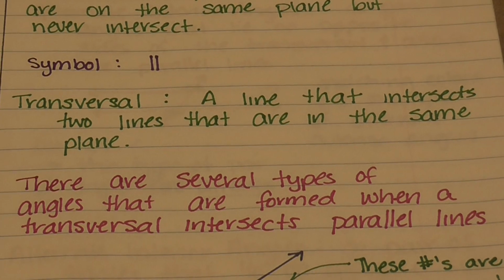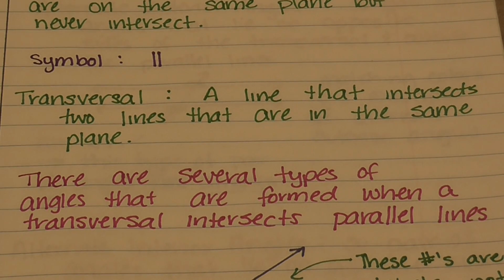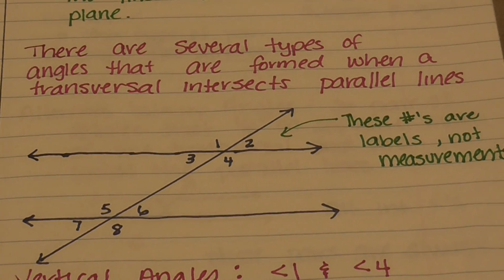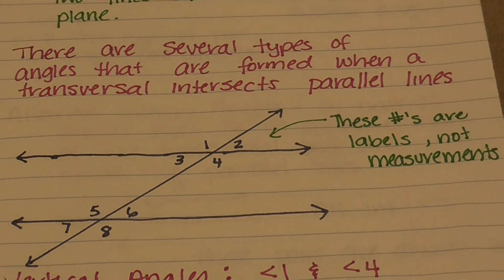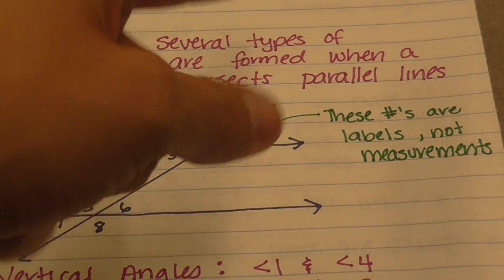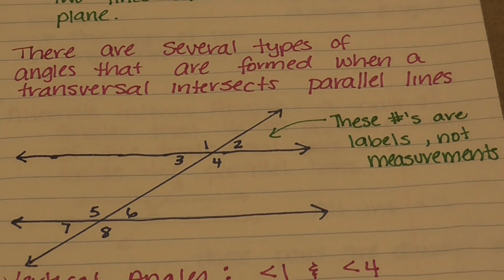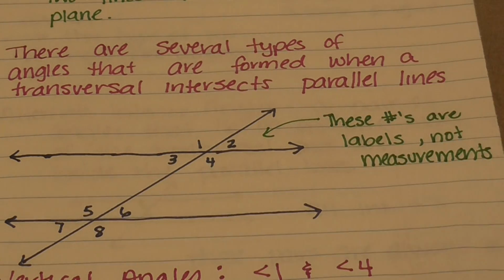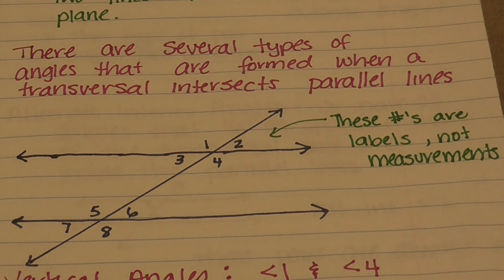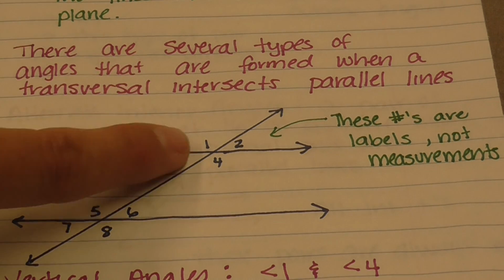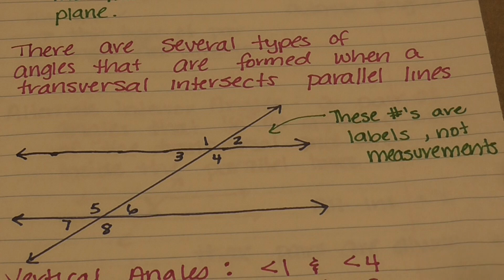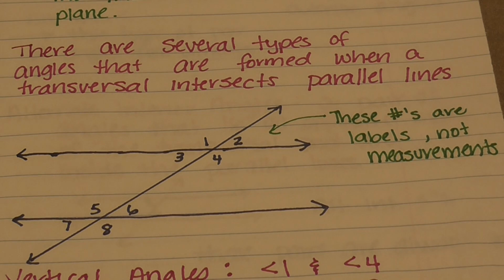There are several types of angles that are formed when a transversal intersects parallel lines. The symbol you need to get used to, and be prepared to see a lot of, is two parallel lines with a transversal cutting straight through them. Often you'll see them numbered 1 through 8. There are 8 angles that are formed. These numbers are labels. So this is angle number 1, angle number 3, angle number 6. These are not measurements. This angle is not 6 degrees. Again, these numbers are labels, not measurements.